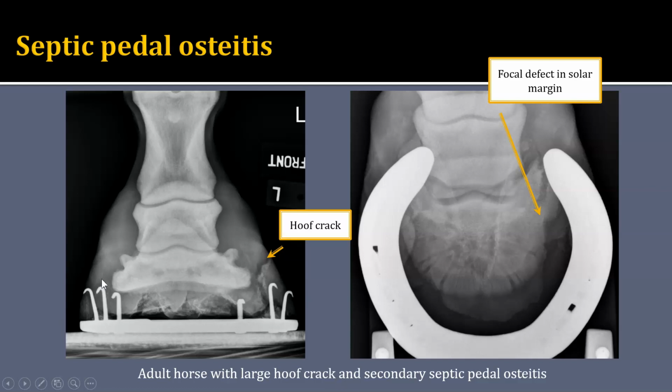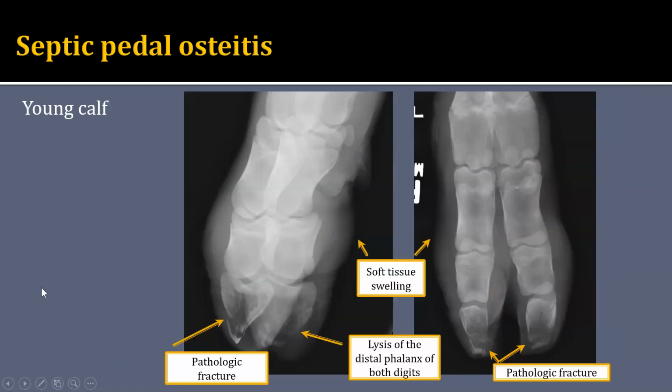This patient, they left on the shoe and the nails, probably trying to support the hoof. And in this patient, there is a large hoof crack here in the lateral aspect of this hoof. The distal phalanx and the other phalanges look pretty normal on this view. When we look at the 65-degree DP oblique view, along the same side, that lateral side where that hoof crack is, there is a focal area of lysis in the palmar process here of the distal phalanx. So that is our area of septic pedal osteitis.